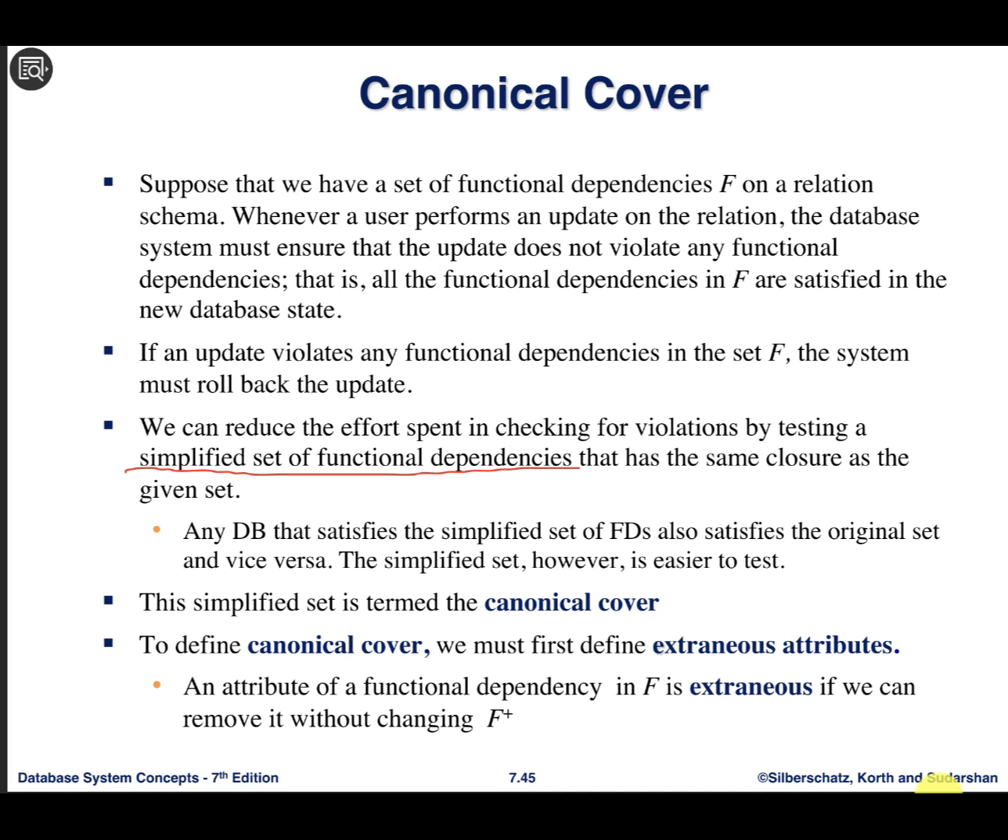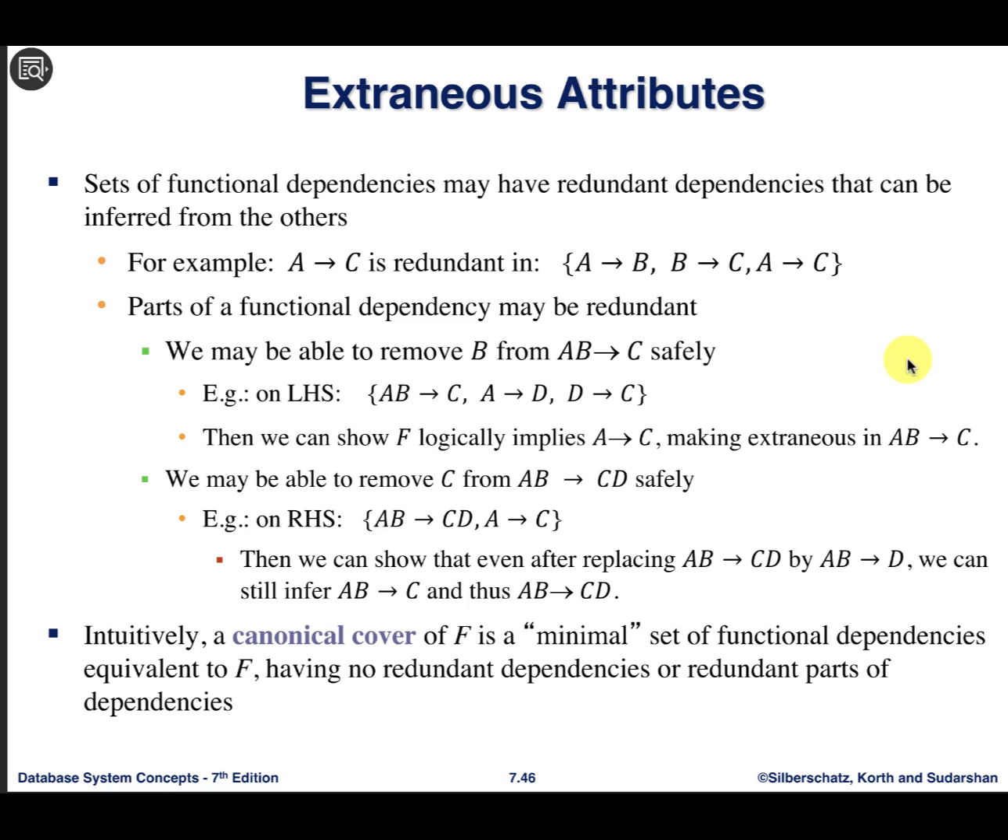Canonical cover is defined as what? A set of functional dependencies, okay, from F, a simplified set of functional dependencies of the relation R. If you take a look at F, the given set of functional dependencies, it might have some extra attributes, some redundancy, some extraneous attributes. So I can reduce this one.